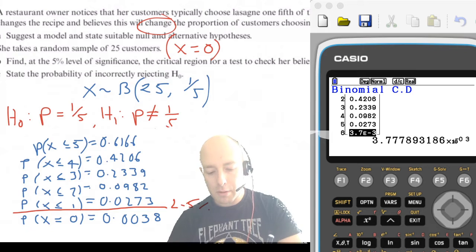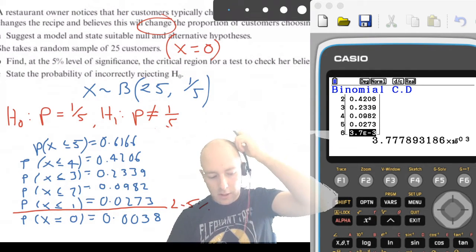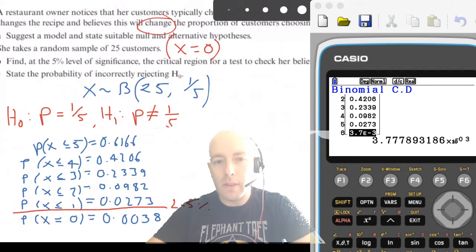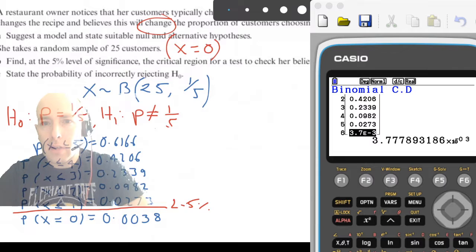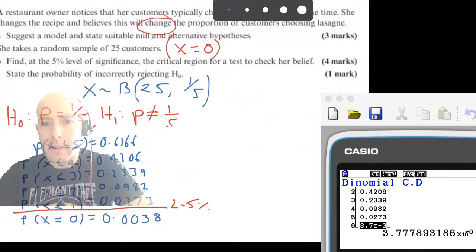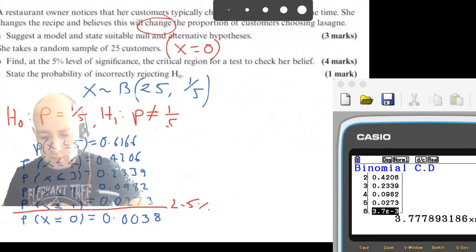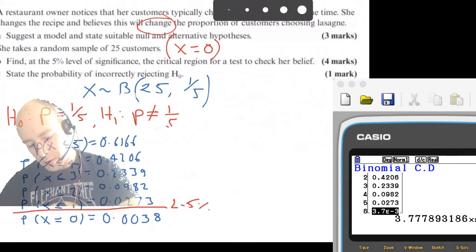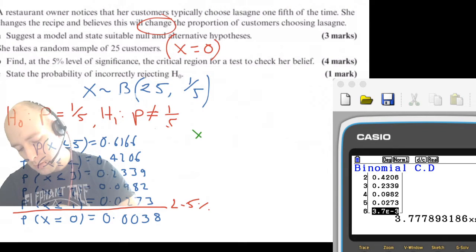Now we're going to do the same thing again, but with greater thans. So we want to look at the other end of the distribution. I'm just going to make a bit of space. Not much space anyway, so let's just write it in. We'll go x is greater than or equal to 7, 8, 9, and 10.